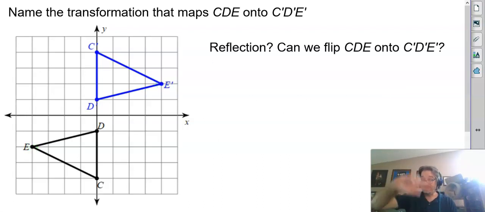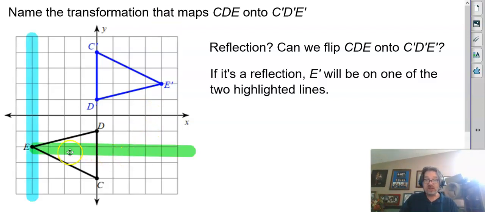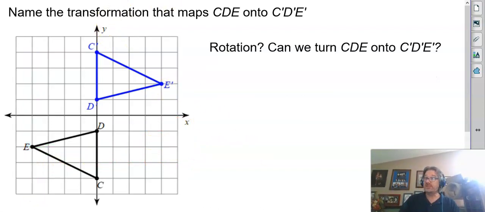Is it a reflection? Can I flip CDE so it lines up to C prime, D prime, E prime? Well, if I flip it, E prime will have to either be on the blue line or the green line. It's not. So we know it's not a reflection, because if I flip over the y-axis, or give it a vertical flip, E prime will still be someplace on this line. If I give it a horizontal reflection, E would be over here, but not up here. So it's not a reflection. That means it is some kind of rotation. It didn't slide. It didn't flip.